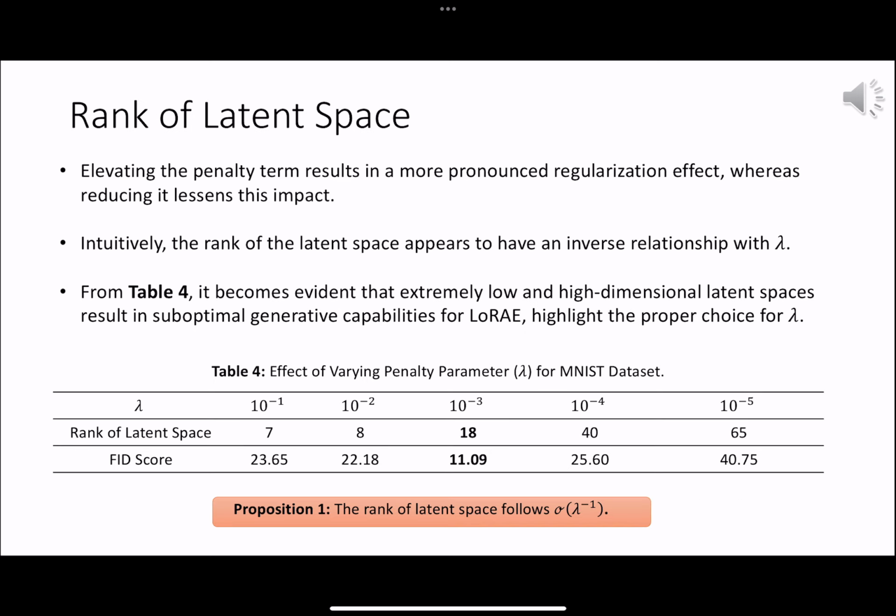Intuitively, a higher penalty leads to a lower rank of the latent space. We present a proposition to support this and also empirically demonstrate that both very low rank and full-dimensional latent spaces fail to provide the desired representation. Therefore, it's essential to adjust the lambda parameter appropriately to achieve an optimal representation.